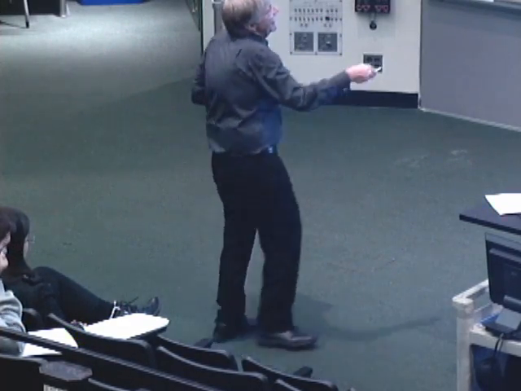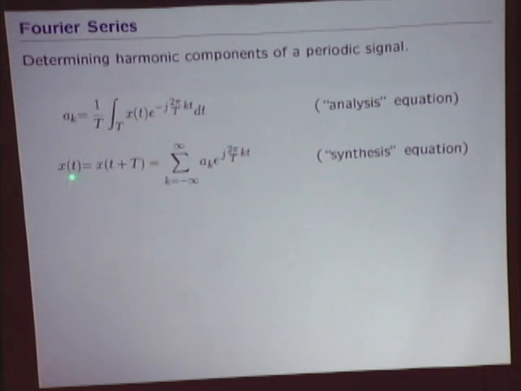So if we can represent x by a sum of harmonics, complex valued, so weighted by a complex number, then we can sift out what those weight factors were by running the analysis equation. We can analyze the signal to figure out how much of the kth component is there.